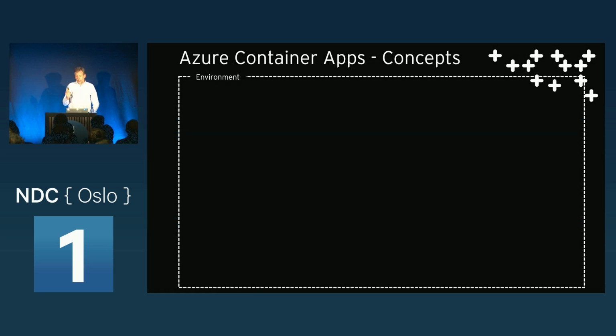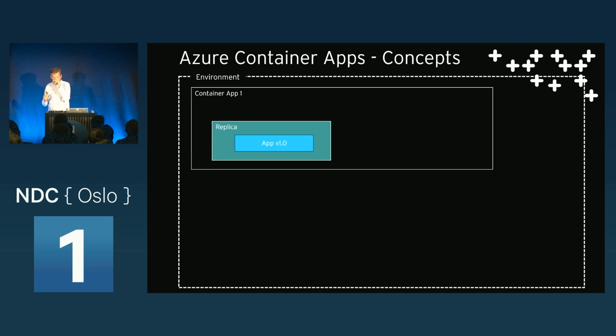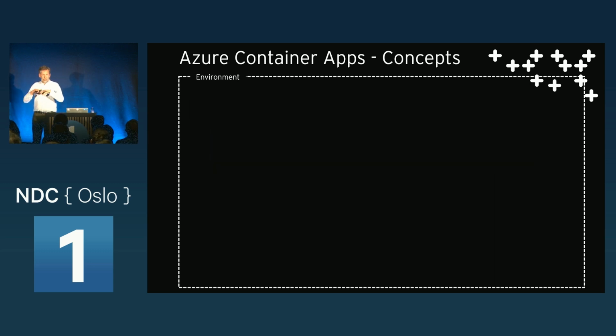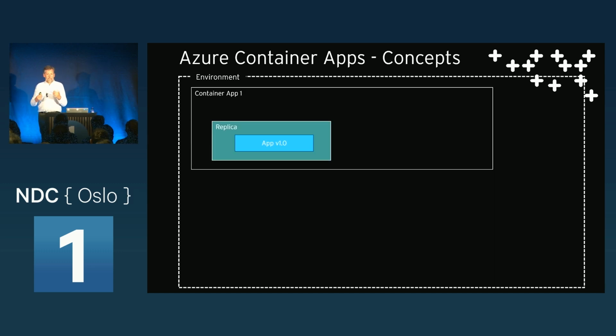So let's talk quickly about the concepts around Container Apps. First up, we have what's called an environment. You can think of this as your logical boundary for your application. So you need to create an environment, which you will then deploy your container apps into. Some things are defined on the environment level, things like logging and networking. And then you will deploy your application inside this environment.